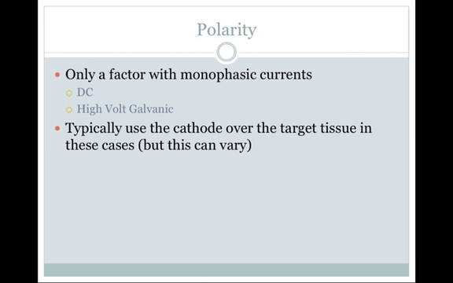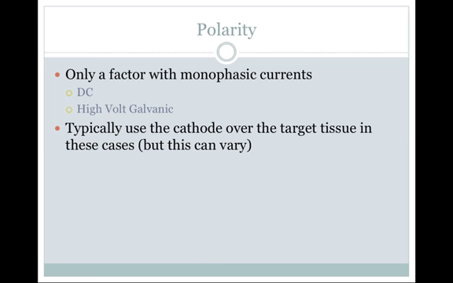And then polarity. We really don't have to worry too much about polarity. It's only going to be a factor with our monophasic currents. The only two currents that we'll use would be DC, and mainly that's going to be used for iontophoresis. You'll need to know which polarity is which and what the drug polarity is in order to push the drug through the skin. And then the other one is going to be for high volt galvanic. High volt is a great current. It's pretty versatile because you can use it for stimulating muscle, you can use it for pain relief. You can use it for wound healing because it has the polarity effects, and so it does make a difference which pad you're using.